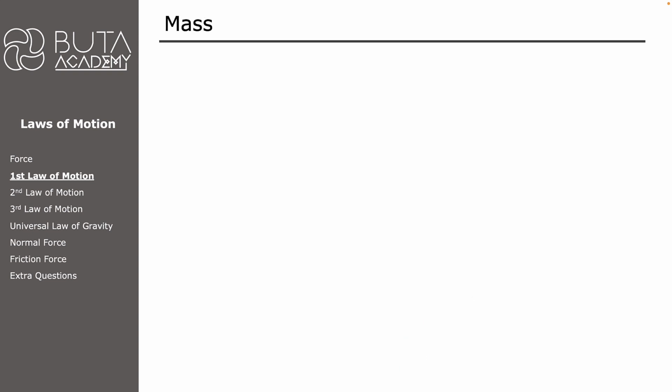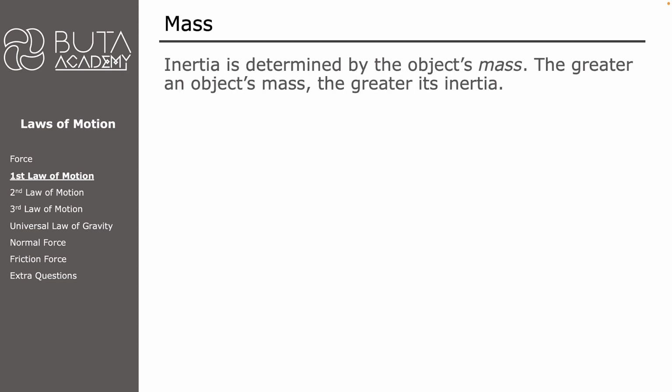Different objects have different amounts of inertia. So how can we measure the amount of inertia in an object? Inertia is determined by the object's mass. In a natural sciences class, we have learned that mass is the quantity of matter in a physical body. Another definition of mass is that it is a measurement of inertia. The greater an object's mass, the greater its inertia.